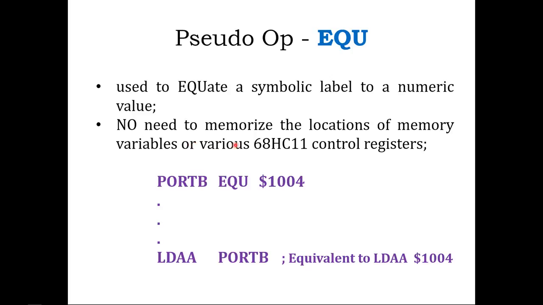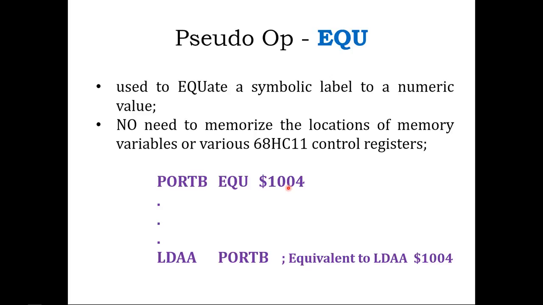For example, let's say one of the ports that we have is port B. Port B has an address. So anytime you need port B, you don't need to memorize the address of port B. What you do is you just write PORTB EQU $1004. Now 1004 is the address of port B. How do I know the address of port B is 1004? This is actually predefined by Motorola. This is not something I can create.